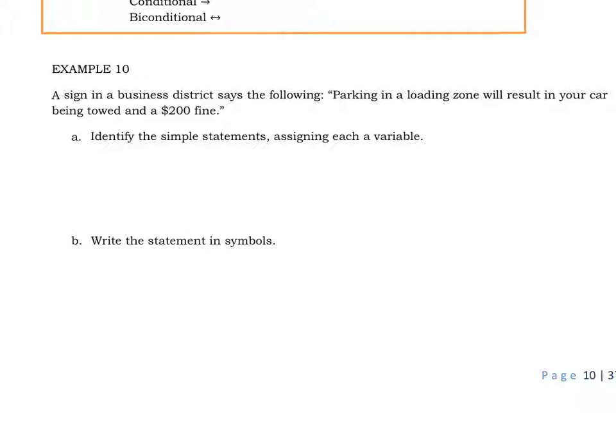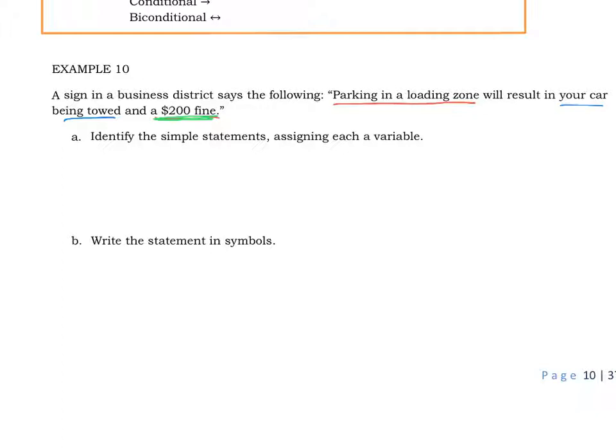So, what are the simple statements? And we need to assign every one of them a variable. Okay, so what are the different things that will happen? Well, there's actually 3 of them, okay? One of them is about parking in a loading zone. You could park in a loading zone. Another one of them is your car is towed, okay? And yet another one is this $200 fine. Okay, so there's 3 different things going on.